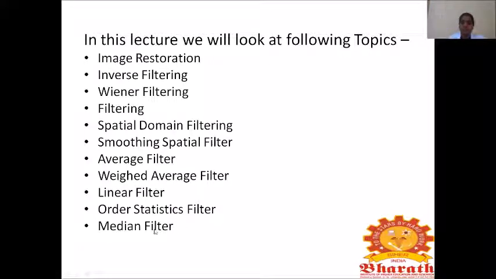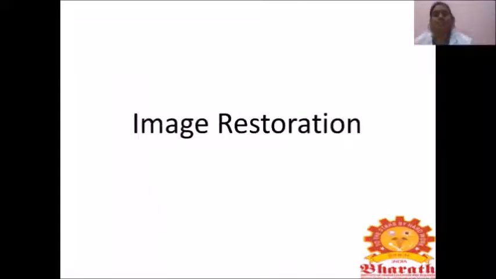Median filtering is an example of an order statistical filter. The main usage of the median filter is to identify salt and pepper noises. So if the image has salt and pepper noise, we are going to use median filters. It is more effective to reduce salt and pepper noises. Okay, so shall we start the video? First we will see image restoration.